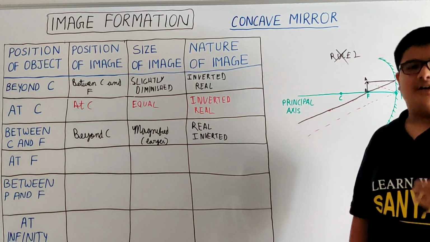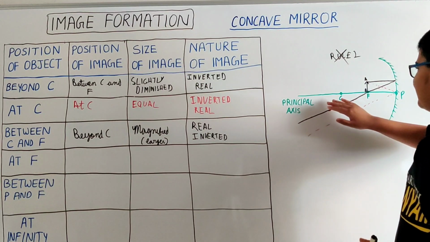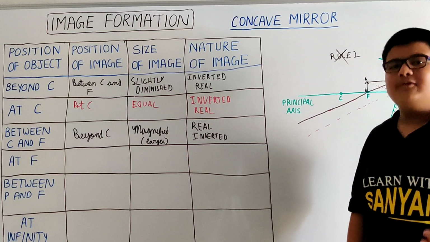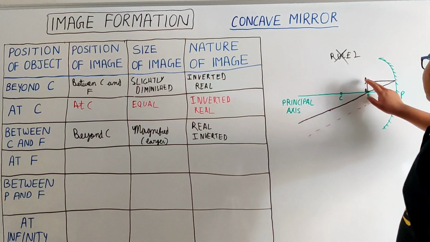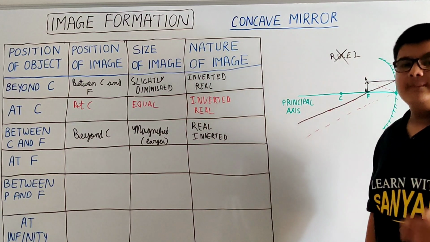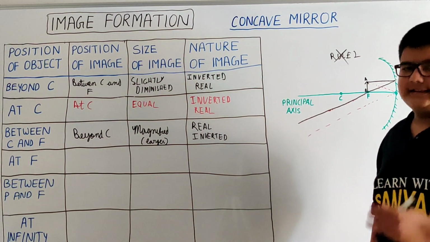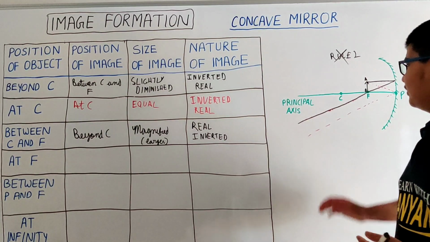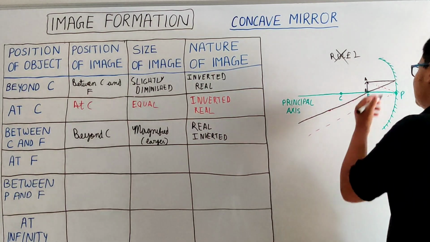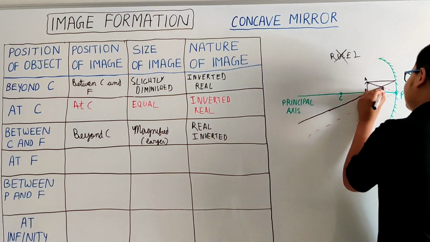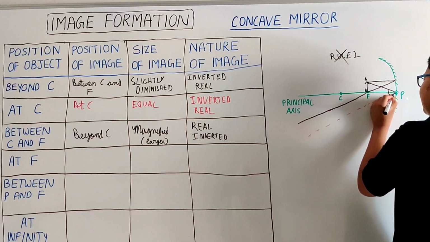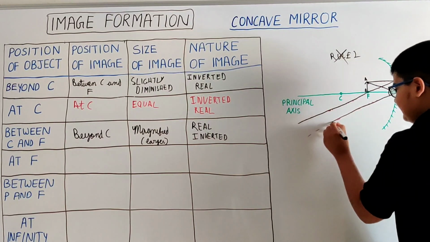We can use either the third rule, that is if the incident ray is passing through the center of curvature, then it will get reflected along the center of curvature, or the fourth rule, that is if the incident ray is passing through the pole, then the reflected ray will also get reflected from the pole at the same angle. So I think that we should use the fourth rule, but you can also use the third rule and you will get the same answer. So here I am making the incident ray fall at the pole at some angle, and at the same angle the reflected ray will get reflected.